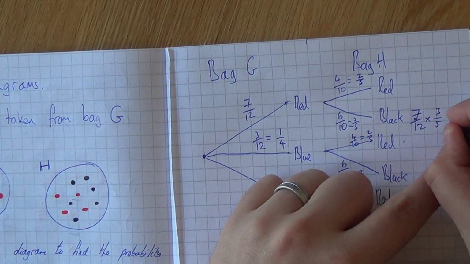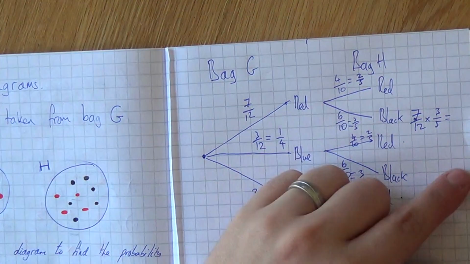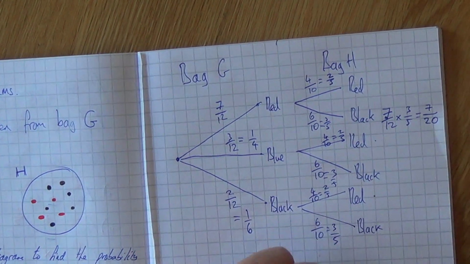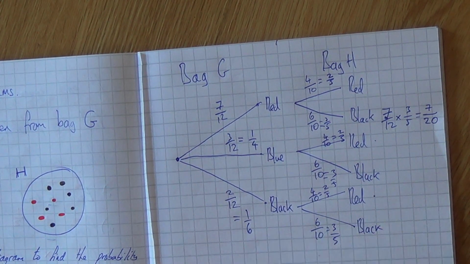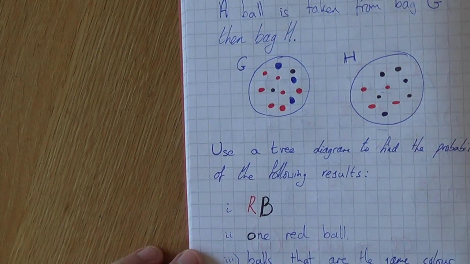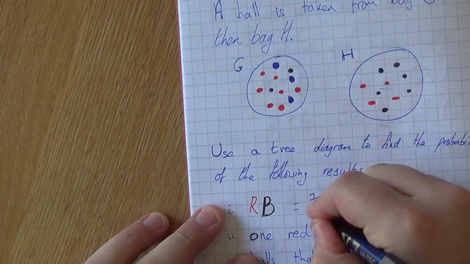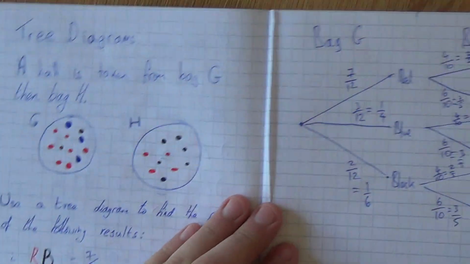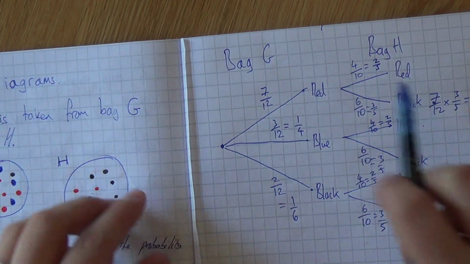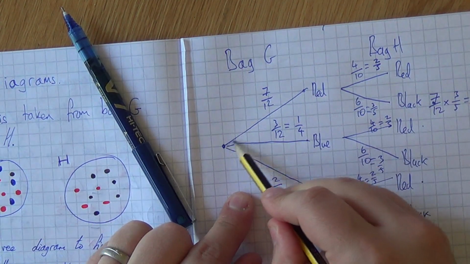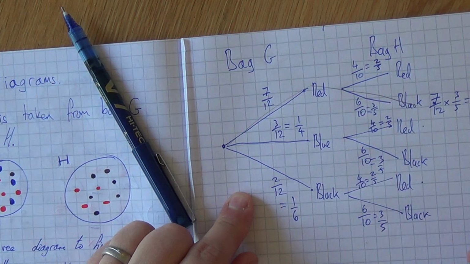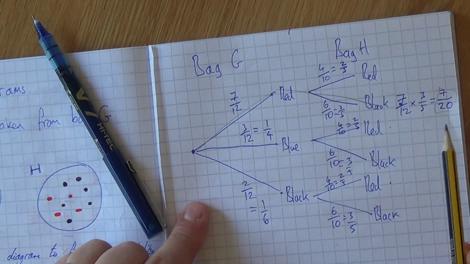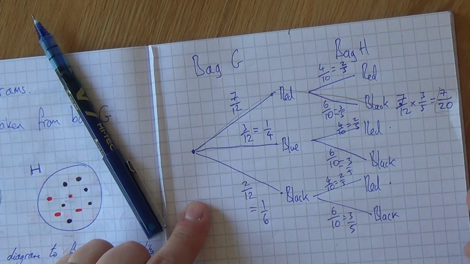There are a few different ways to do that, including typing on a calculator, but I think we get 7/20 when that's all simplified down. So that means the answer to this question over here is 7/20. So that's the first question. We took our root, which started here, followed it through and multiplied along the branches to get that. Happy, so easy so far.